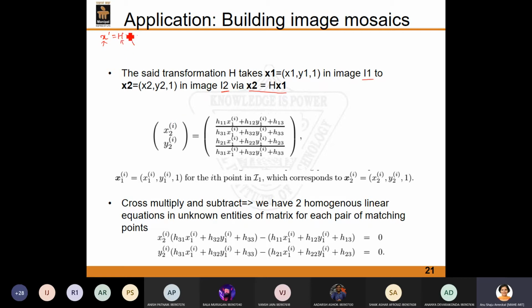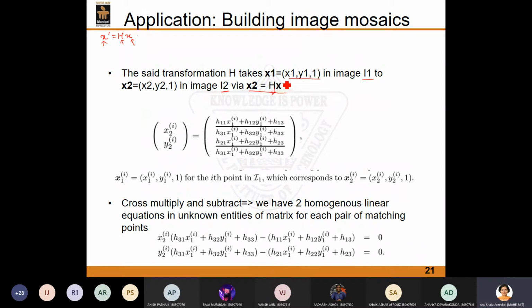And remember, because it's a projective transformation, what we are doing is expressing this in terms of homogeneous equations or homogeneous forms here, right? So we can write it as x2 is equal to Hx1, okay? And this particular H matrix is the projective transformation matrix that we have.